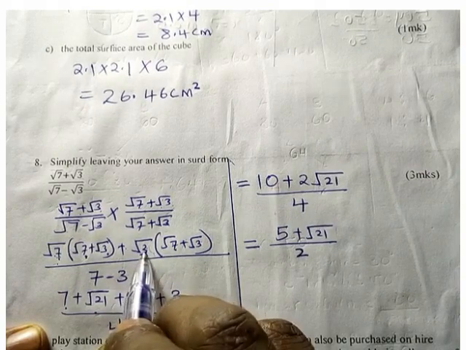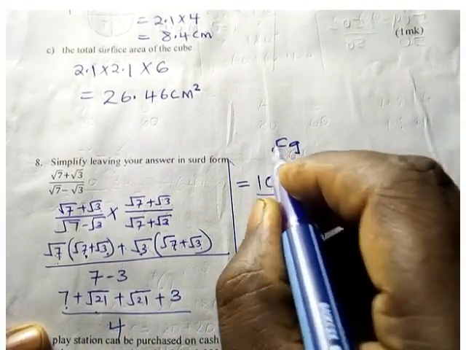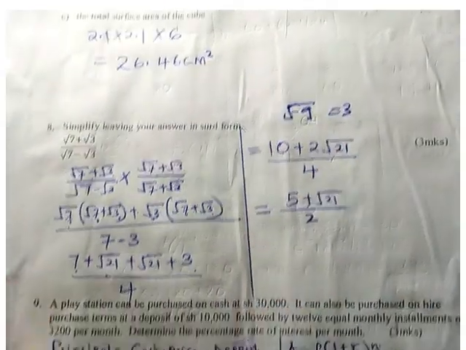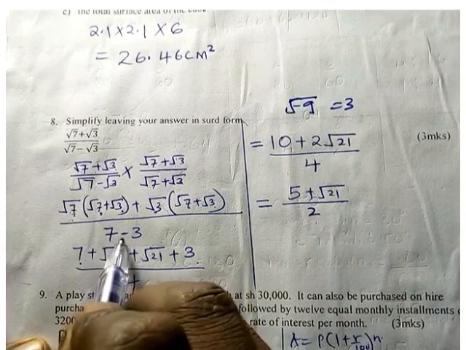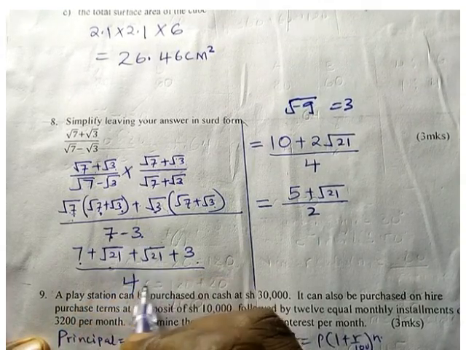Root 3 times root 3 is root 9. But root 9 is 3. So that is why we have written 3 here. And then the denominator becomes 7 minus 3 which is equal to 4.